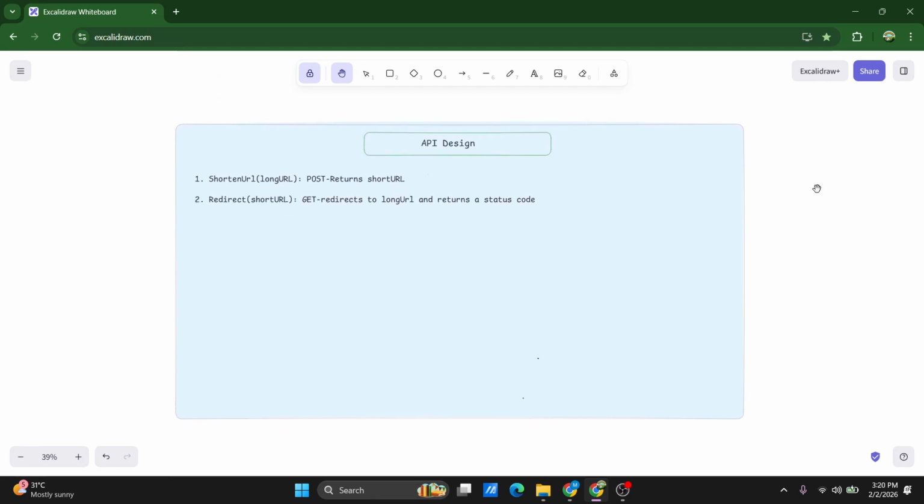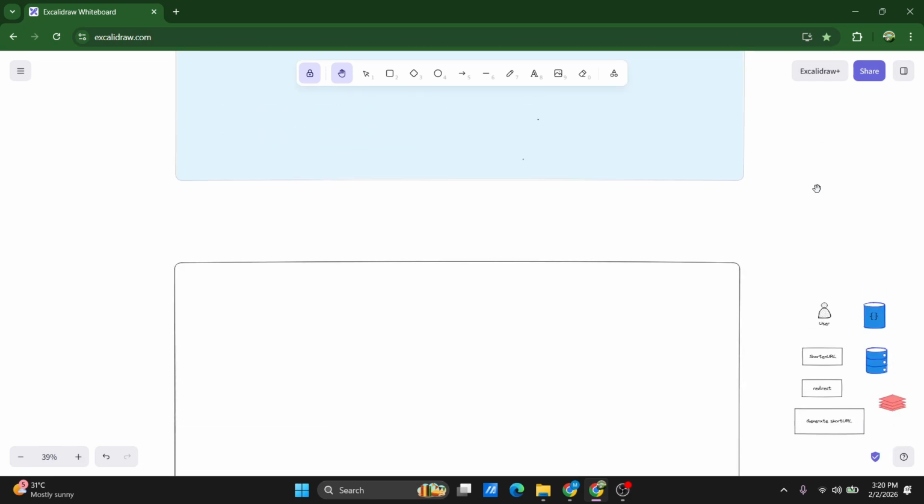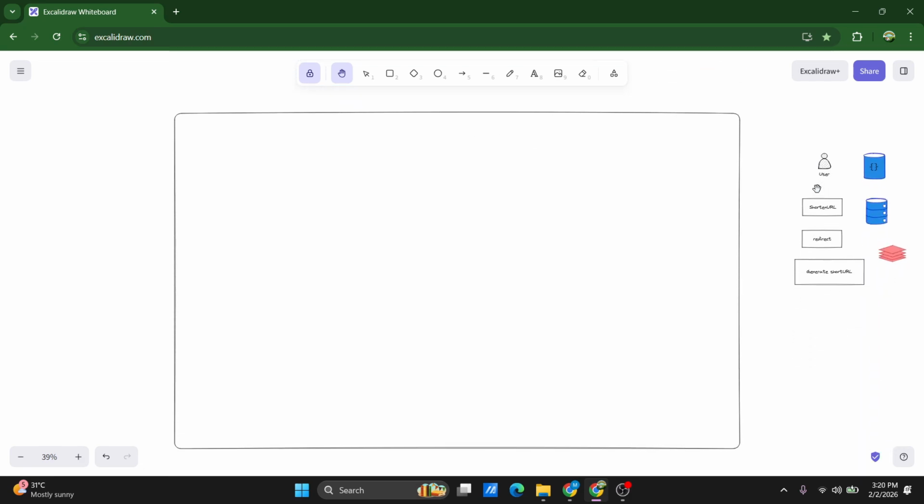API design. We will consider two APIs. Shorten URL, which takes the long URL and returns a short URL. Redirect URL, which takes the short URL and redirects to a long URL. Now let us design a high-level design for this URL shortener.